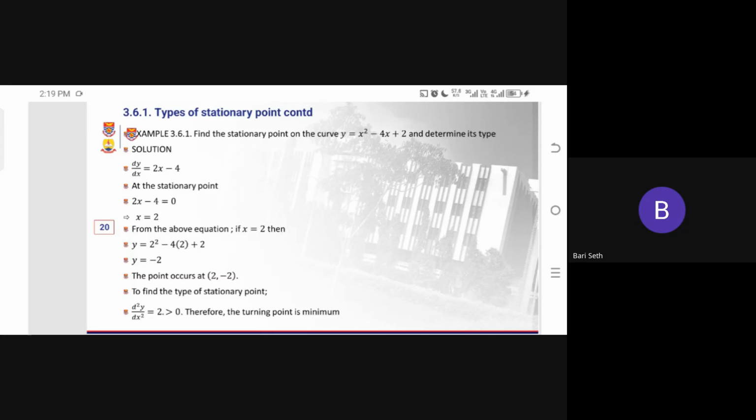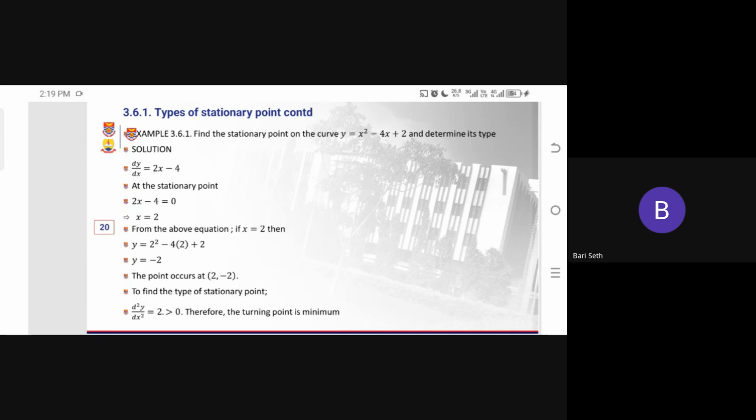So we have an example. This time we are being asked to find the stationary point and then determine the type of stationary point it's going to be. So the question is y is equal to x squared minus 4x plus 2. So our first derivative would be 2x minus 4. Then you equate 2x minus 4 to 0. Realize that our x value is 2. Then we put the 2 into the main question, and we realize our y value becomes -2. So our stationary point occurs at (2, -2).